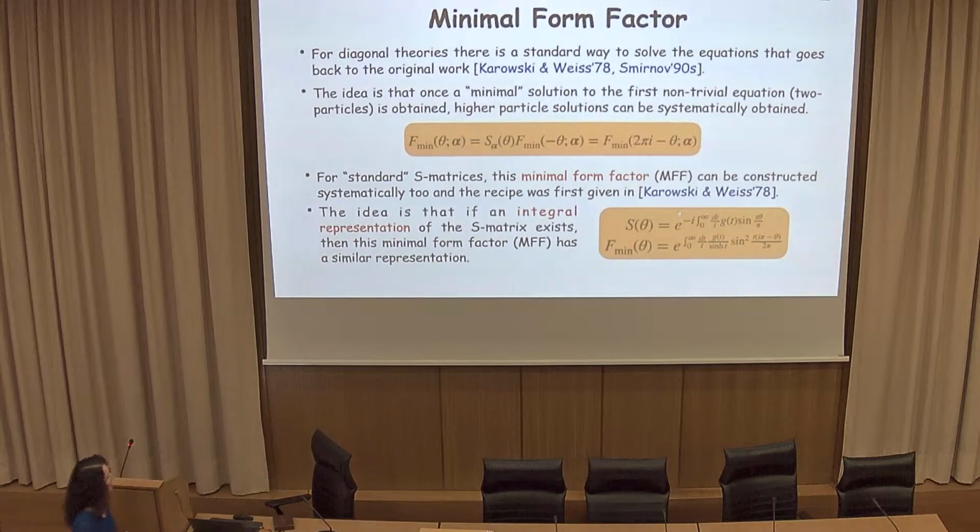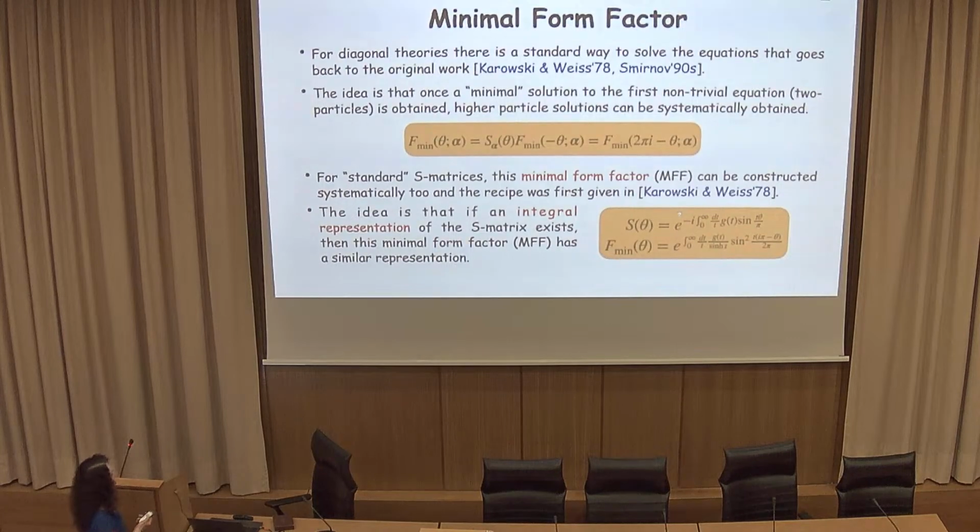So if such a thing exists, and you can write S like this, then it's actually very easy to prove that the minimal form factor that solves that equation there is going to be like that. So it's the same function G that is there that will appear here. And it's an easy thing to compute. You just plug it in and see that it works. So this is what works for the undeformed S matrix. Okay, that's what people always do.